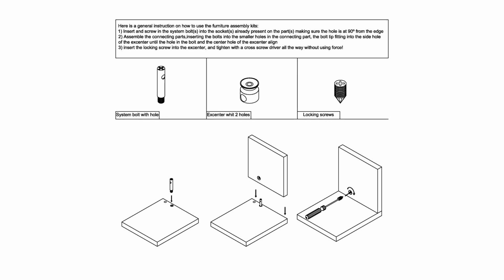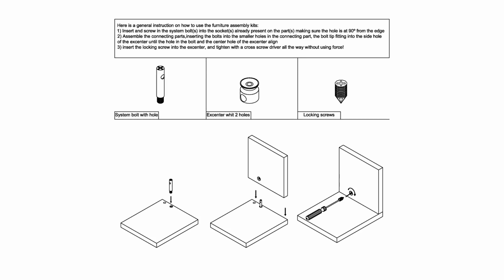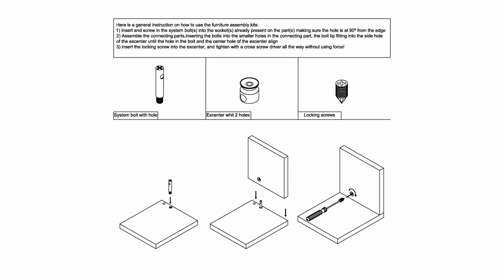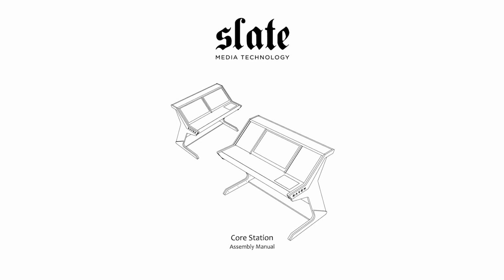Refer to the general guide on page 2 of the visual assembly for info about how system bolts, X-centers, and locking screws go together. Let's build the console! Follow the visual guide as you go.